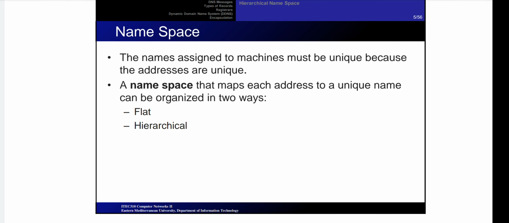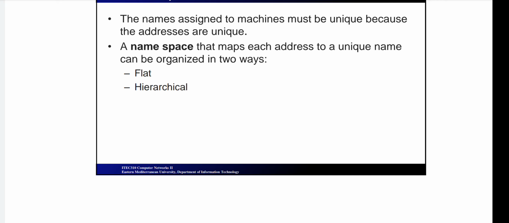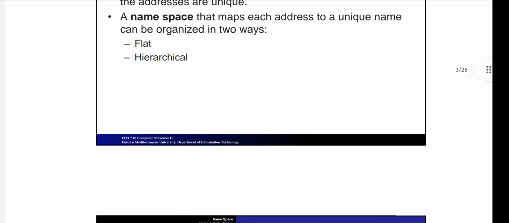Next, the name assigned to a machine must be unique because the addresses are unique. The namespace that maps each address to a unique name can be organized in two ways. The first way is flat, and the next one is hierarchical.